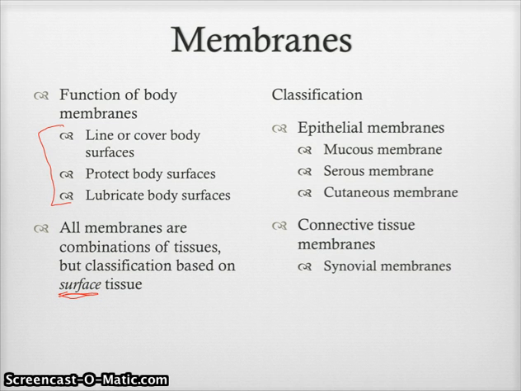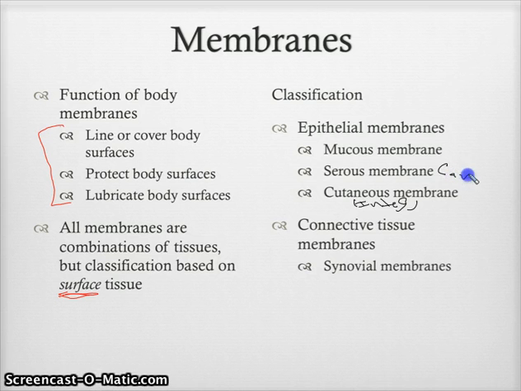So the first one, obviously, epithelial tissues. So that means the surface tissue is epithelium. Mucous membranes, serous membranes, cutaneous membranes. Now, cutaneous, that's the system we're on now. This is integumentary, okay? Integumentary. Serous membranes, this is what we think of.